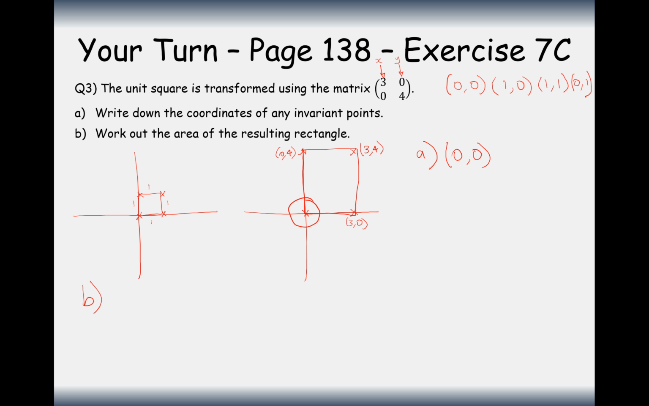Write down the area of the resulting rectangle. Well, I could do this in 2 ways, couldn't I? I could quickly see the base here is 3 and the height here is 4, so I know my area is 12. Alternatively, I could look at the determinant here and times it by the area of this, which is 12, times by 1, so that's 12 as well. So either way your answer is 12. And if you've got no units, I'd just write 12 units squared there.